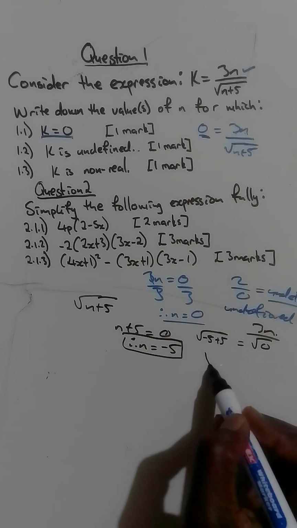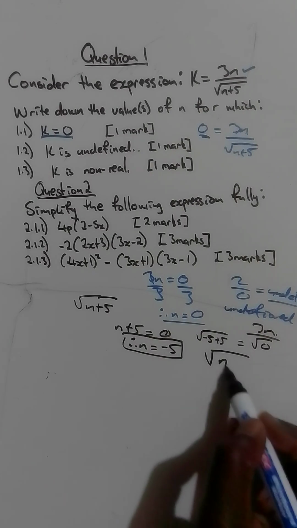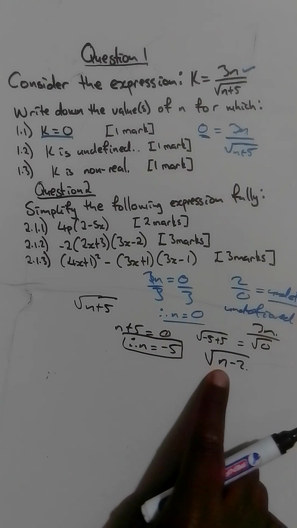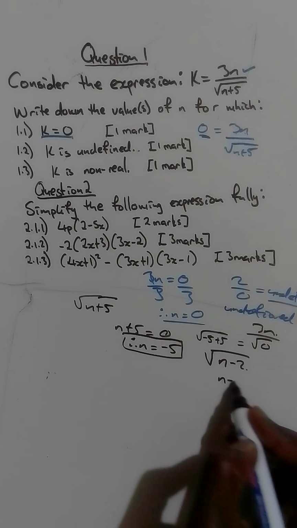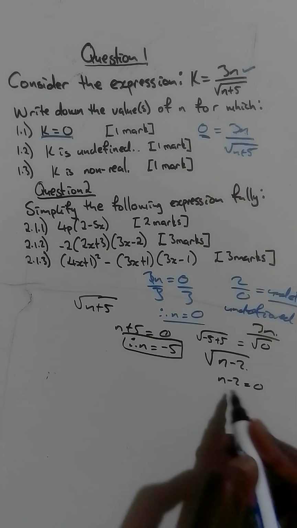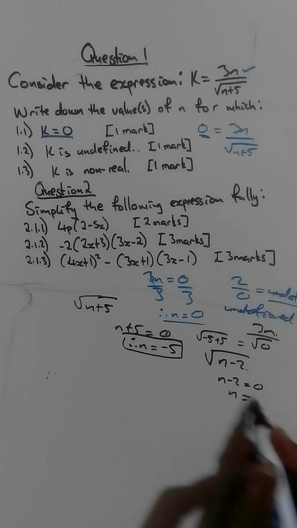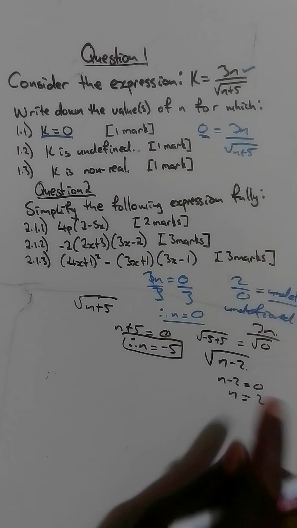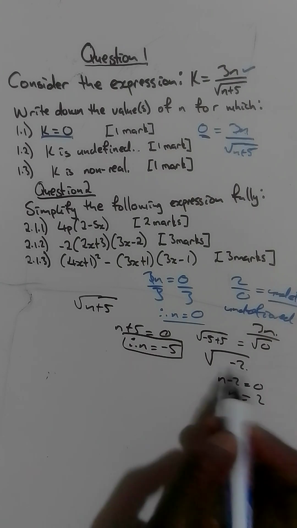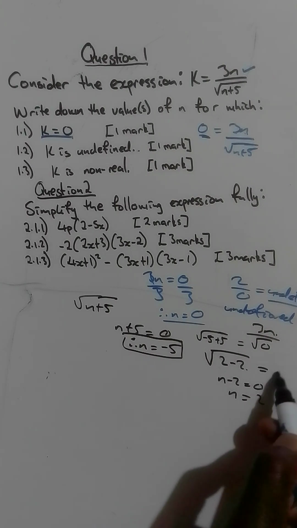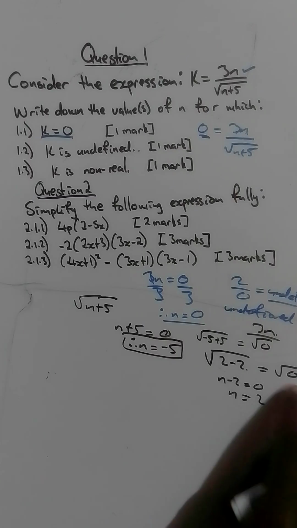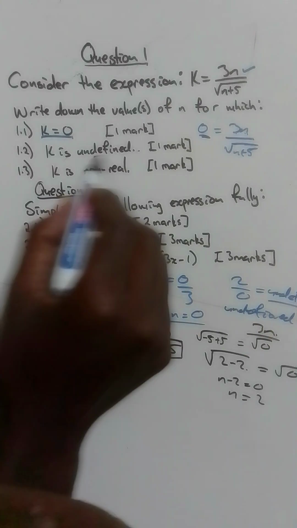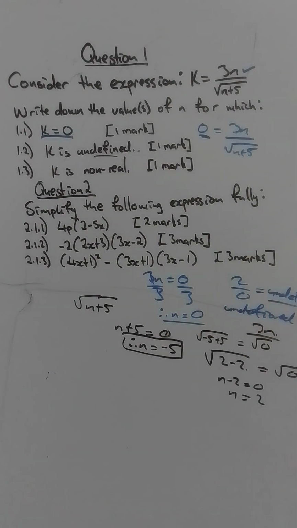If you are given the square root of n minus 2 here, you would take this n minus 2 and say n minus 2 is equal to 0. Then you would transpose the negative 2, it would become a positive. Then you would replace n with this positive, and say 2 minus 2, which gives you the square root of 0. But because it's the denominator, it gives you undefined. Hopefully it makes sense.